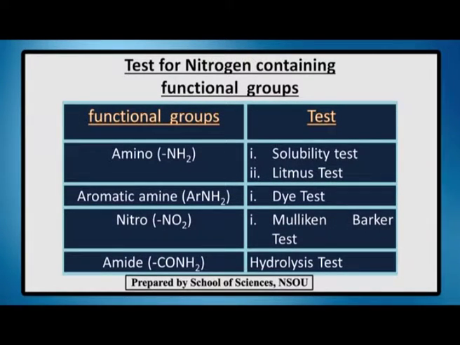For amino group we will do the solubility test and litmus test. For aromatic amine we do the dye test. For nitro group we perform the Mulliken-Barker test, and for amide group we perform the hydrolysis test. Let's see the test for the amino group.